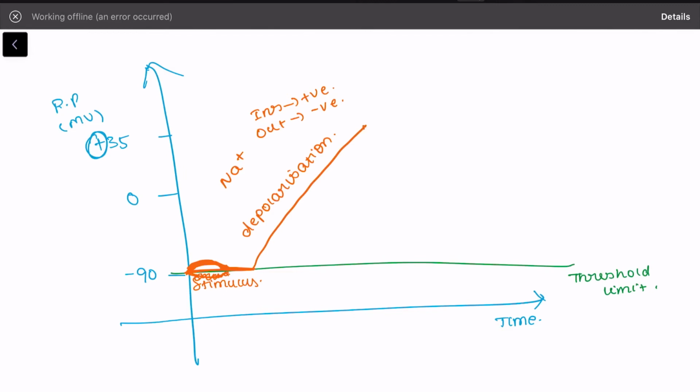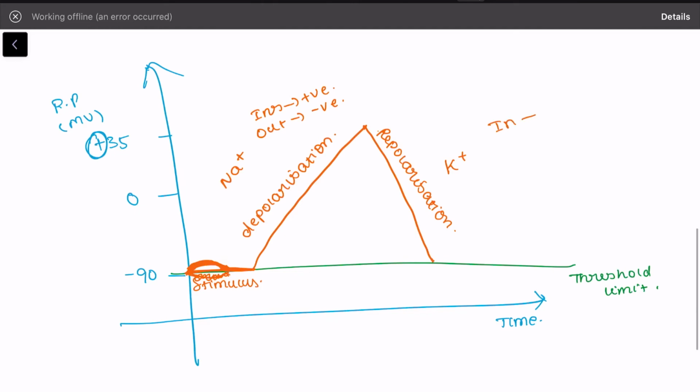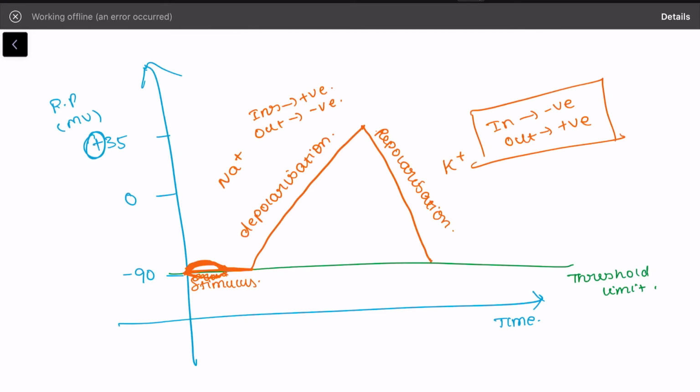The next stage is repolarization. Repolarization is nothing but the cell which has been depolarized coming back to the resting potential, the normal resting potential state. This phase is called repolarization. How does it come back to the normal state? The potassium channels open, the potassium present inside all moves out, so that inside the cell becomes negative and outside the cell becomes positive. This is the normal resting potential condition. Inside the cell it should be negative, outside the cell it should be positive.